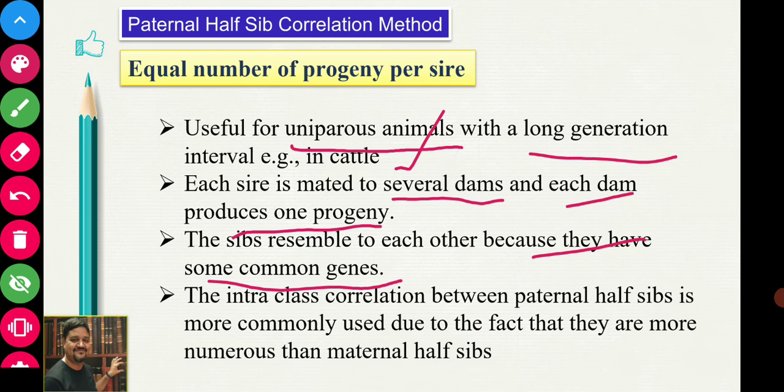So since they are half sibs, they are getting 1/4 of the gene from their common parent, that is the sire. So 1/4 gene is common between the half sibs. That is why we can estimate heritability from here.